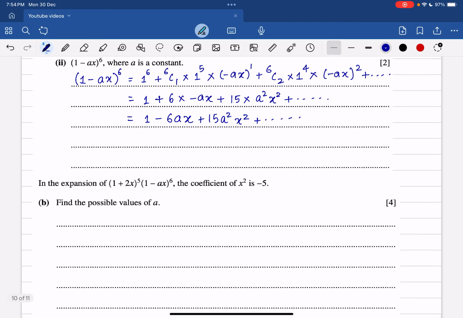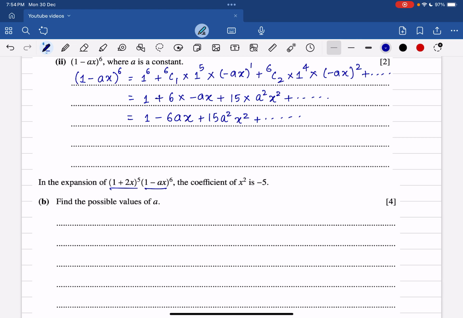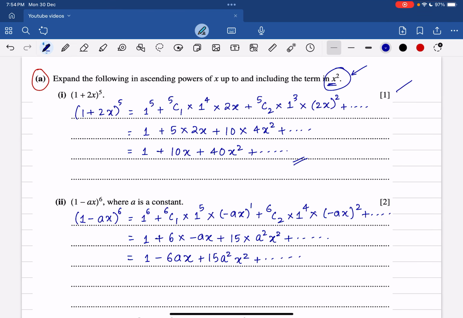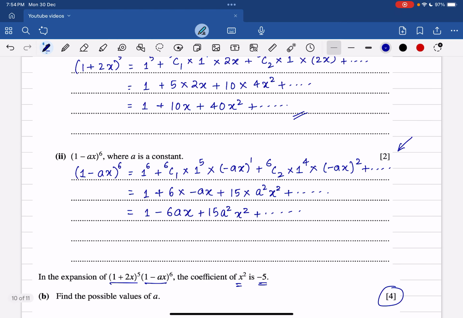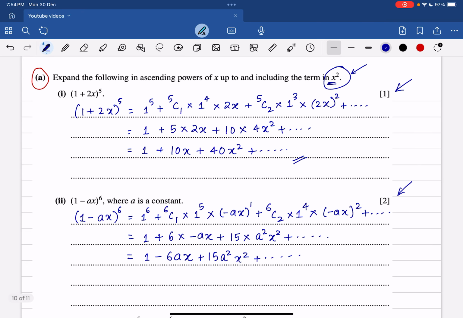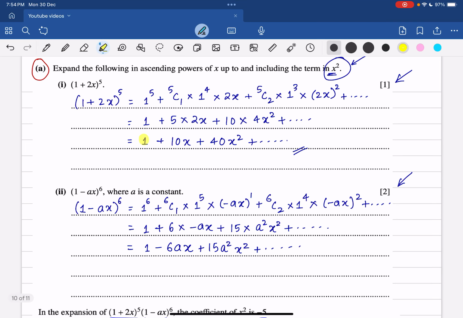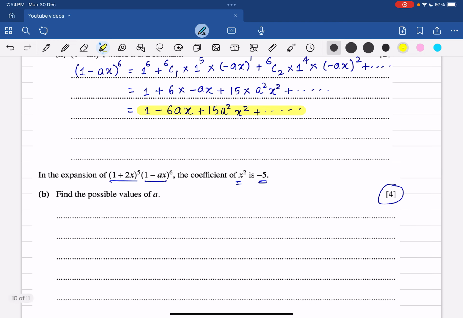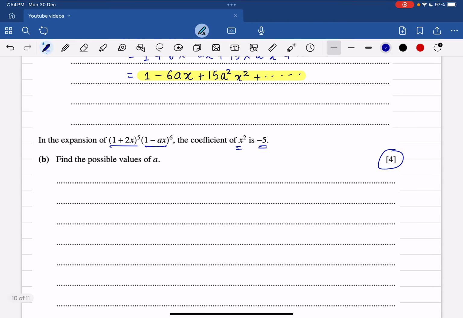Now what they are asking is, in the expansion of this multiplied with this, the coefficient of x square is minus 5. So this would have been otherwise a 6 mark or 7 mark question, but here they have broken it up for us in parts and given us marks separately for the expansions. Here they are asking to find the possible values of a. We already know the expansion of 1 plus 2x the whole raised to 5. We already know the expansion of 1 minus ax the whole raised to 6. We just need to now find the coefficient of x squared.